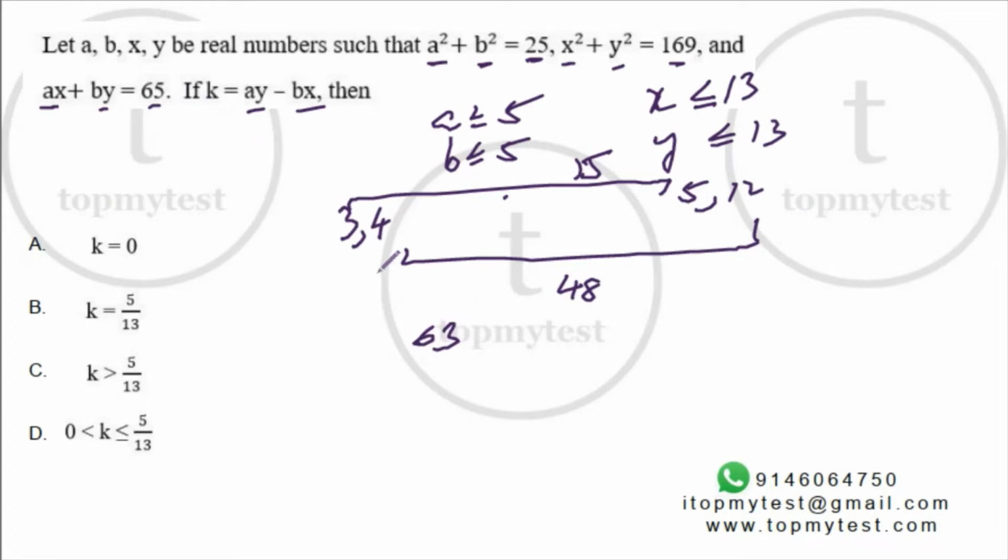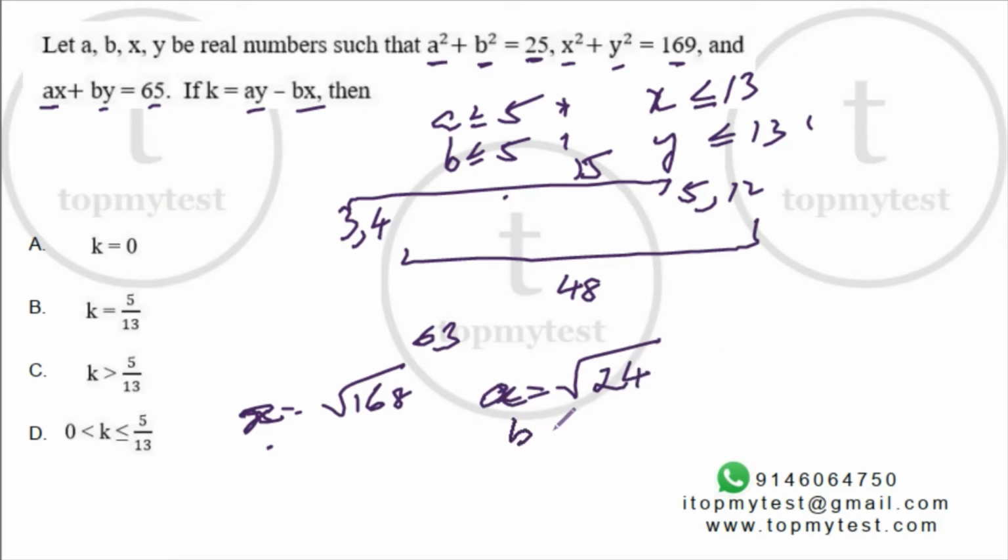Let's increase the number even more. Let's take one of them as equal to 1, right? Let's see how you can get AX. So A will be root of 168, X will be square root of 168, A will be equal to square root of 24, B is equal to 1, Y is equal to 1. Even now, you're not going to get 65. You can verify this if you want to.